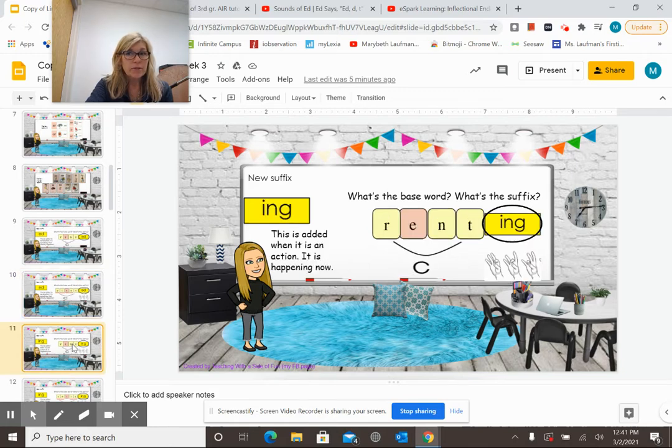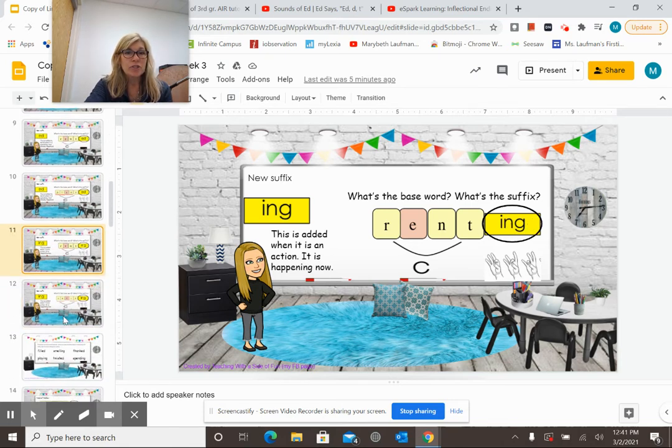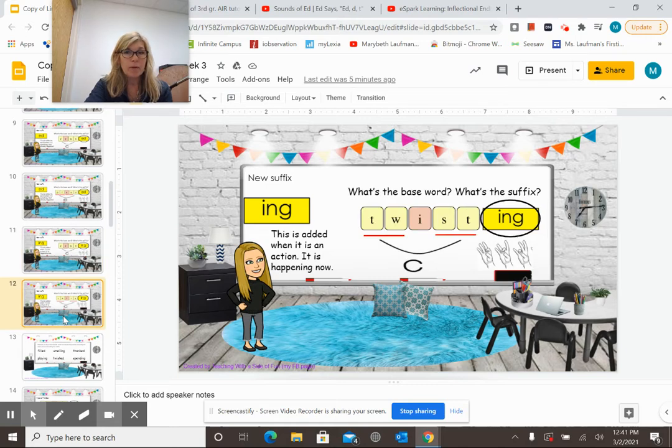ing is another suffix that is added to action words, like the word rent could have ing added to it to say renting. And when we add ing to a word, that means it's happening right now. Ed means it happened in the past. Ing means it's happening right now. Like this word is twist. And if we add ing, it says twisting. So if someone's twisting, they're doing it right now.